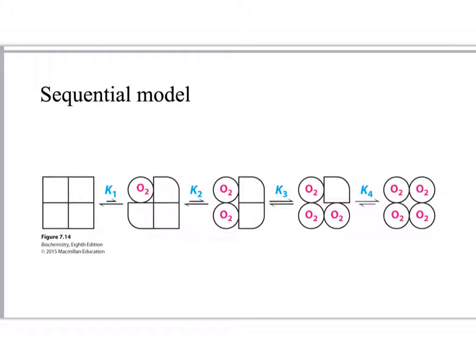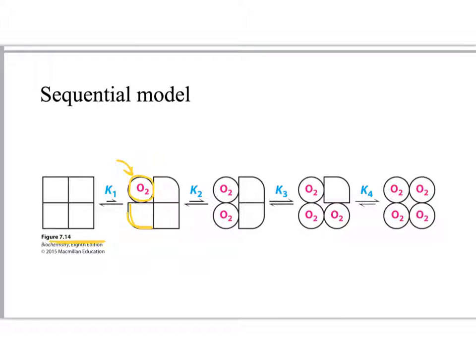So the second model we have to describe this binding of oxygen in hemoglobin is the sequential model. In this model, the binding of oxygen results in conformational change in a neighboring subunit, and that makes it easier for something else to come in and bind. So what happens is we have our T state, and then our oxygen comes in and binds, and when the oxygen binds, it changes the conformation of that particular portion. When that conformation changes, it makes it easier. It changes the conformation in a neighboring subunit.